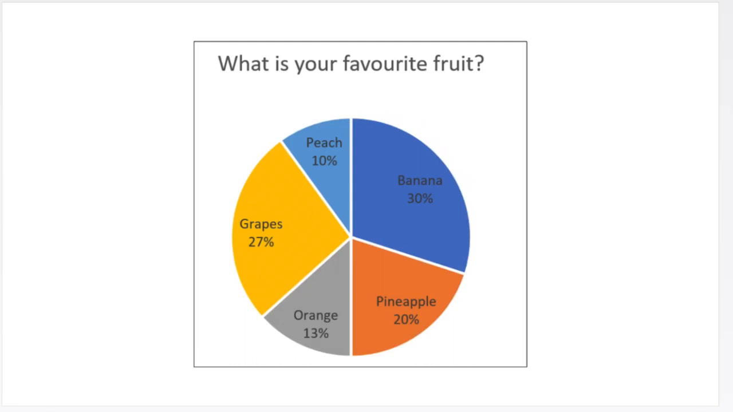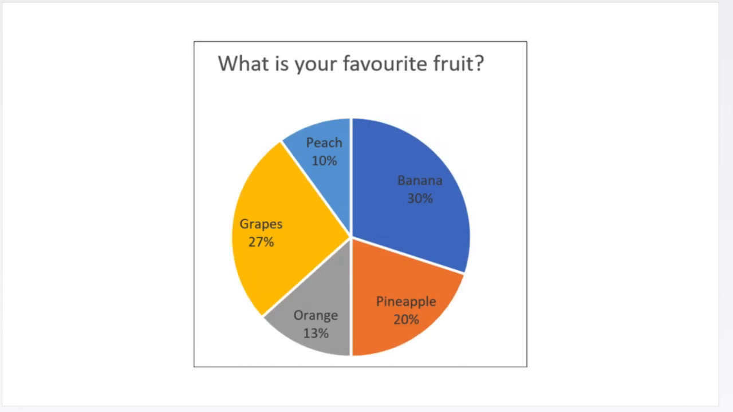So let's ask you a quick question that I want you to answer in your head or shout at your iPad. What percentage of children prefer grapes? Yes, 27%. What percentage of children prefer orange? 13%. Notice on this pie chart, there's no key. Why do you think there's no key here? Yeah, because this pie chart has large enough sections for you to write the word on each section.